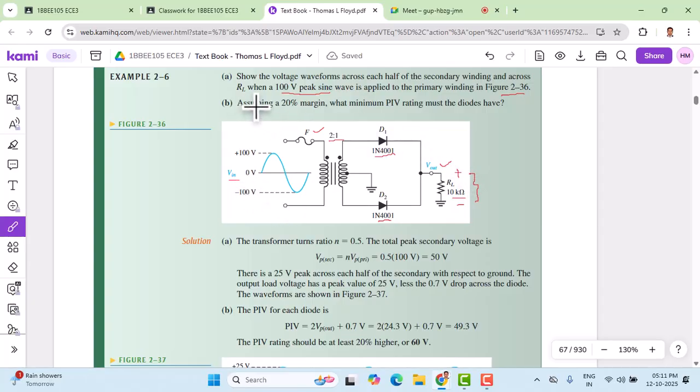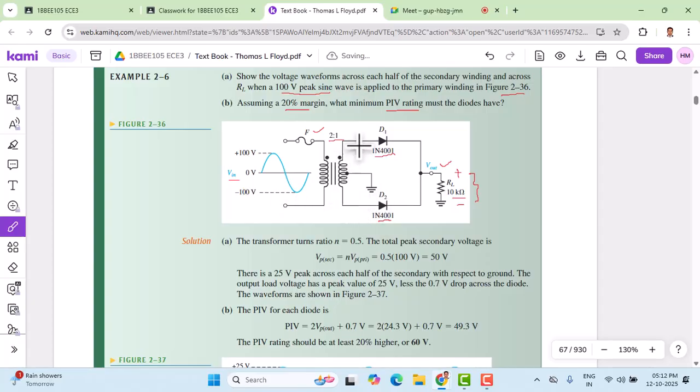The second part of the problem is, assuming a 20% margin, what minimum peak inverse voltage rating must the diodes have? We need to calculate it. Given a 20% margin, we should assume it, and based on that we should calculate what peak inverse voltage rating the diode must have. Those things are part B. Now let us go to the solution part of it. I hope you understood the given problem.